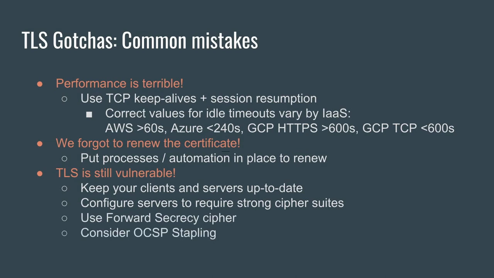Consider using OCSP stapling. Like we talked about earlier, there are some trade-offs here where if the CA's website goes down, you might not be able to get that stapled value. So there are some availability concerns here. But if you're okay with the availability guarantees your CA server is providing, this can be a really nice way to ensure that if your private key is leaked, you can revoke your certificate and clients will recognize and respect that revocation.